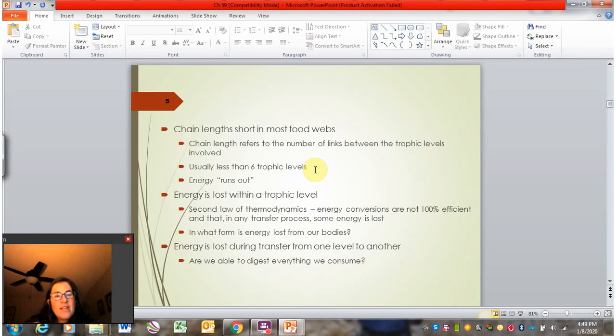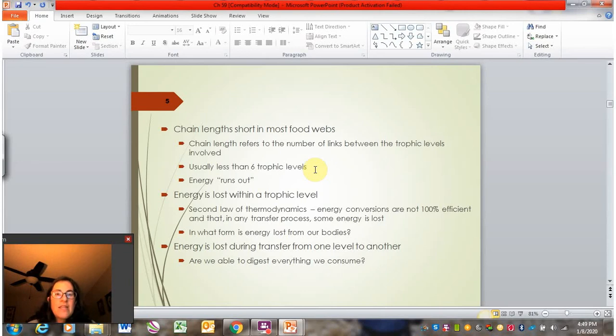So the amount of energy available is kind of set by the plants. That's the maximum amount of energy available to everybody else in the food chain. And so your primary consumers are accessing some of that energy, and then they're passing that on to the secondary consumers, and they're passing that on to the tertiary consumers. And every time that energy gets passed from one trophic level to another, energy is being lost.